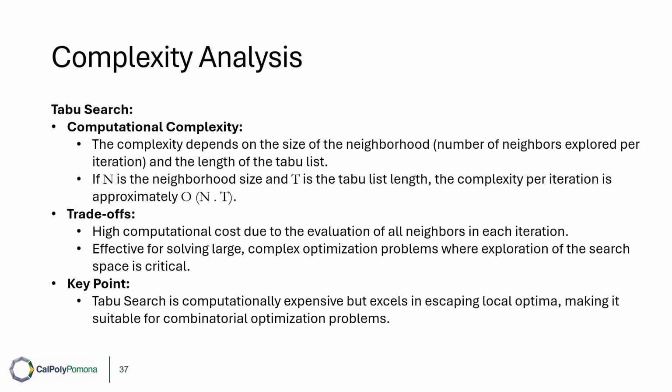While tabu search excels in escaping local optima by exploring a broader solution space, this comes at a high computational cost. However, this trade-off is often justified for problems where finding a globally optimal solution is critical. So the key takeaway here is that while tabu search may be computationally expensive, its ability to escape local optima makes it highly effective for combinatorial optimization problems.